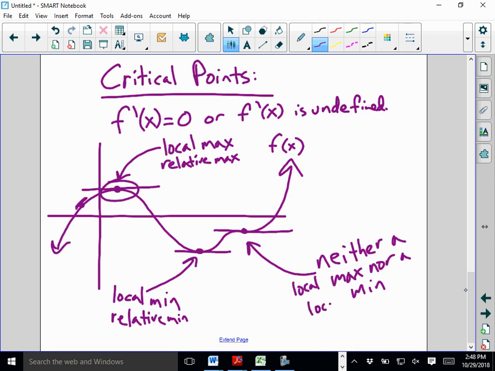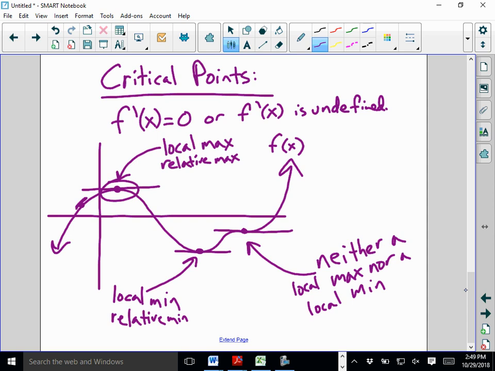So a critical point, right? Our maxes and mins are going to be critical points. But just because we have a critical point doesn't mean it's necessarily a local max or a local min. It could be neither a local max nor a local min. Okay. Interesting. So those are my f prime of x equals 0.